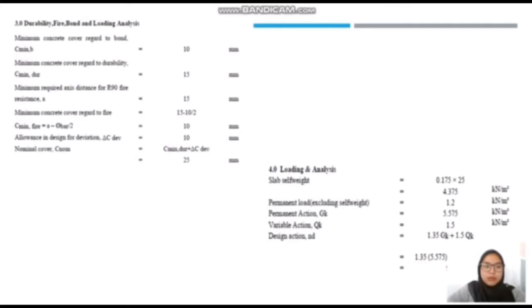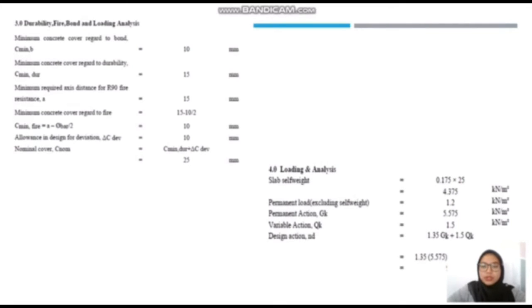And then minimum required exit distance for R90 fire resistant A, also in the table. And then minimum concrete cover with regard to fire. The formula is A minus diameter bar divided by 2. Okay, so we get the answer is 10. So element indices for duration is 10. And then nominal cover, that is Cnom. The Cnom formula is C min durability plus allowance in design for deviation. So we get 25 mm.